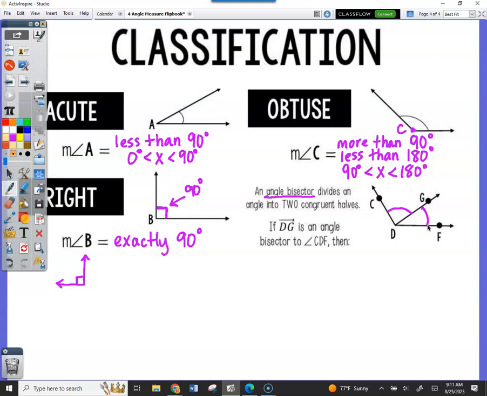Now we need to write the congruent statement. So we're going to carefully trace the angles with our pencil. We would have angles CDG congruent to angle GDF.